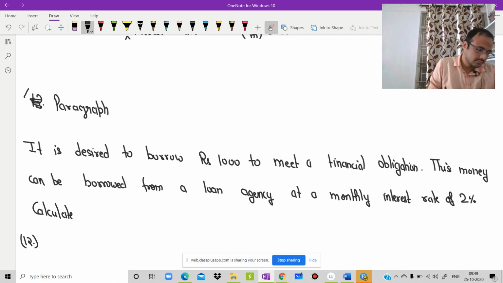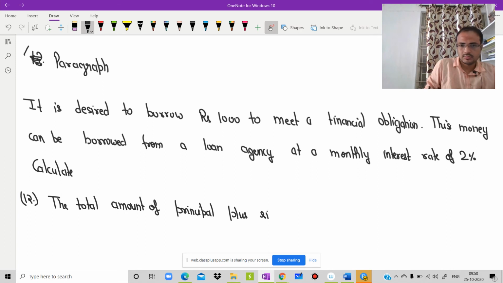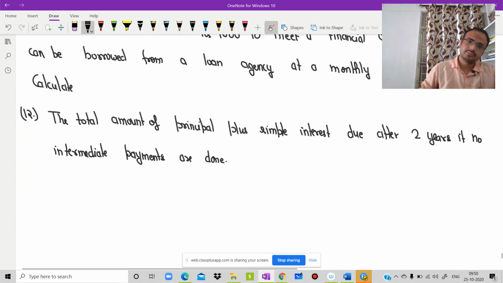Write down question number 12. The total amount of principal plus simple interest due after 2 years if no intermediate payments are done. Next question.